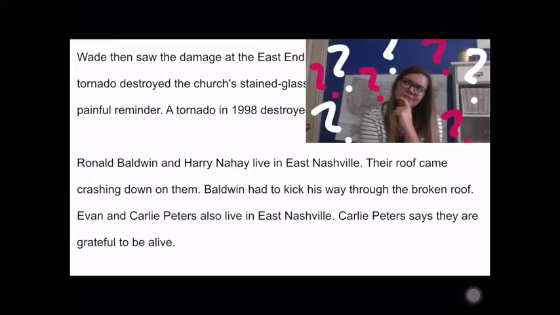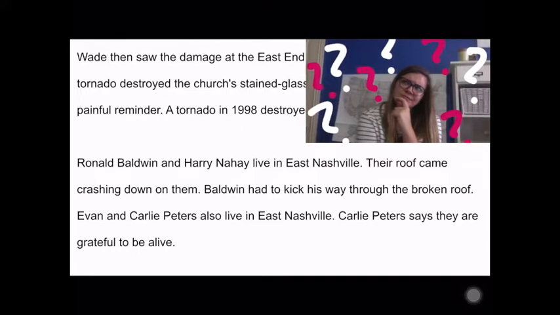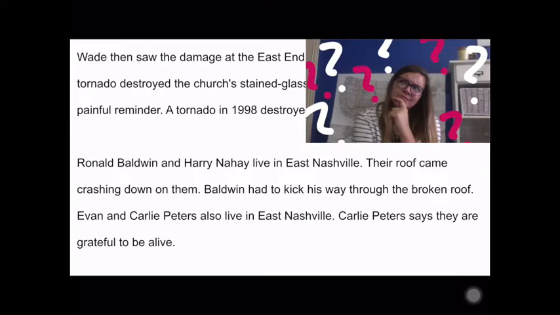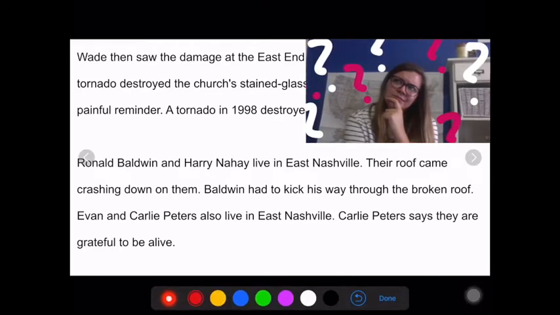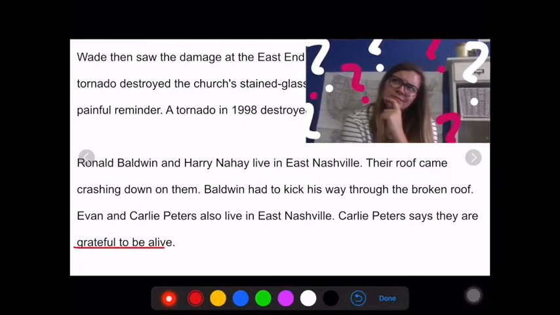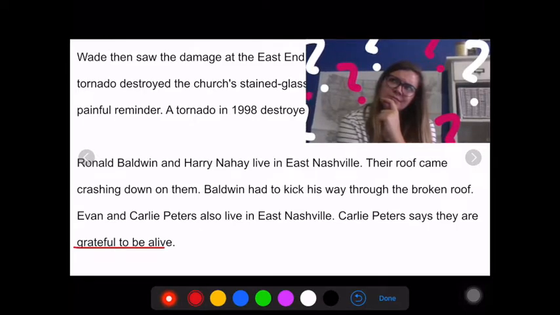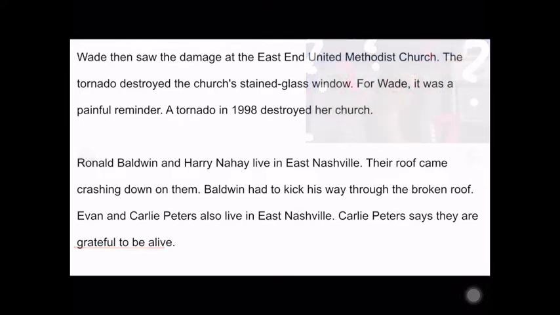How does Carly feel after the tornado? How did Carly feel after the tornado? She said she felt grateful to be alive. She was glad that she wasn't hurt, even though the tornado came to where she lived.